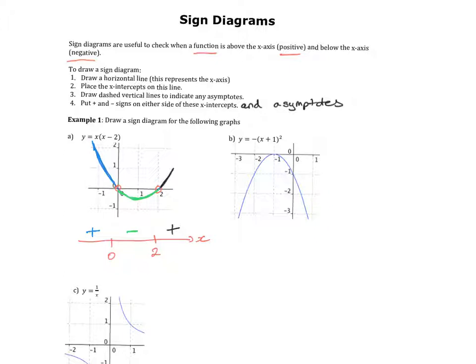Now for the B, again, I start with a horizontal line. And then, what x-intercept do I have? I have one at -1. I also have this y-intercept, but that doesn't matter. All I care about are the x-intercepts here. Now, on either side of -1, where is the function? On both sides, actually, the function is below the x-axis, because this here is the x-axis. So I'd put a minus there and a minus there.